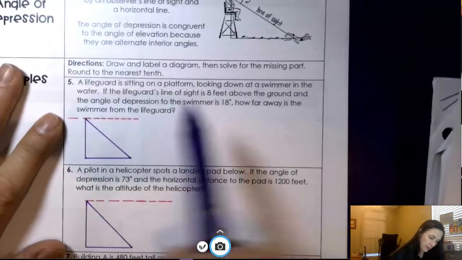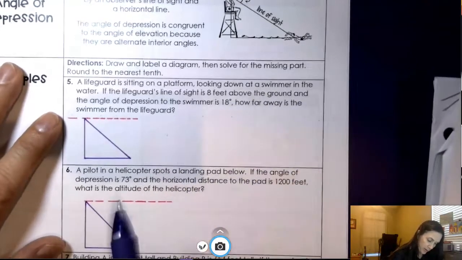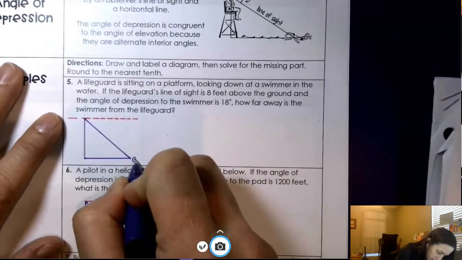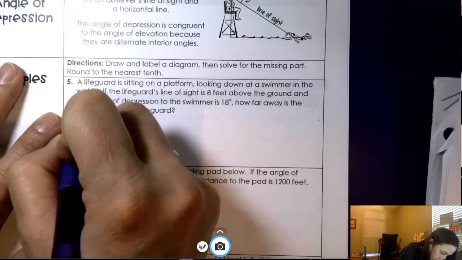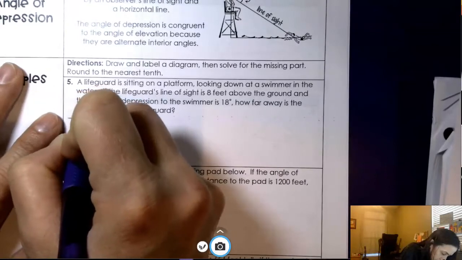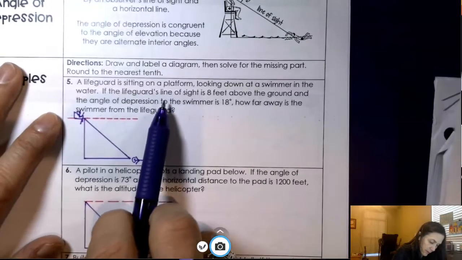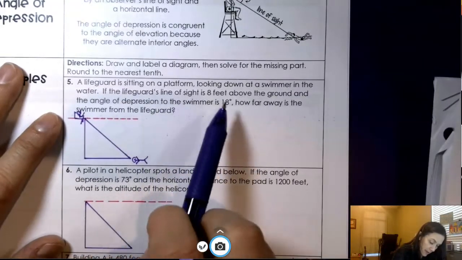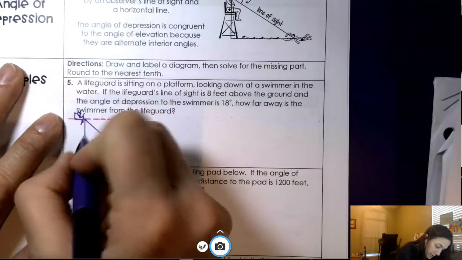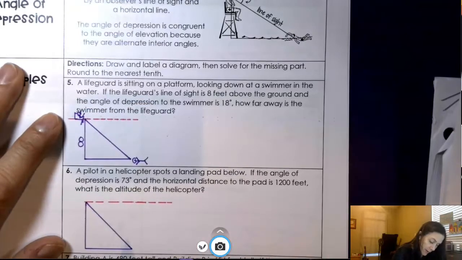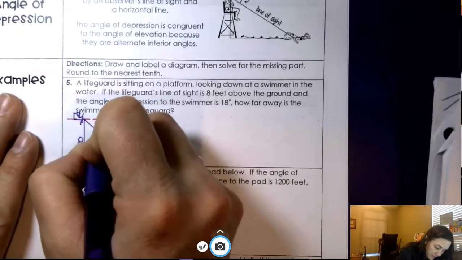Coming to the first one here, a lifeguard is sitting on a platform like this picture up here, looking down at a swimmer in the water. So here's a swimmer out here in the water. Here's the lifeguard sitting up here. And if the lifeguard's line of sight is 8 feet above the ground, so right here, where his eyes are is 8 feet above the ground. The angle of depression to the swimmer is 18 degrees.